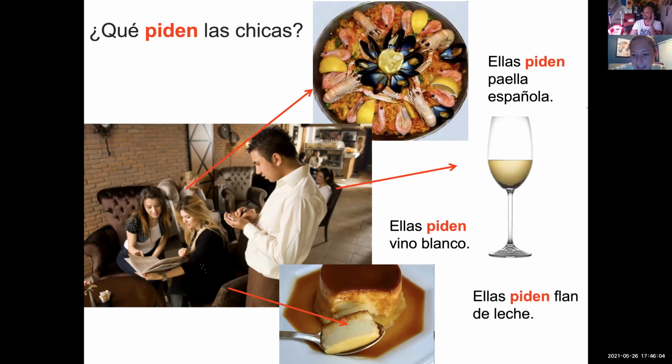Esto es flan. Oh, flan. Oh, yeah. Flan de leche. I remember. ¿Probaste flan alguna vez? Sí. ¿Te gusta el flan? Sí. Sí.